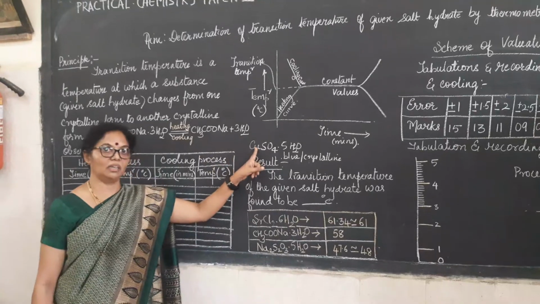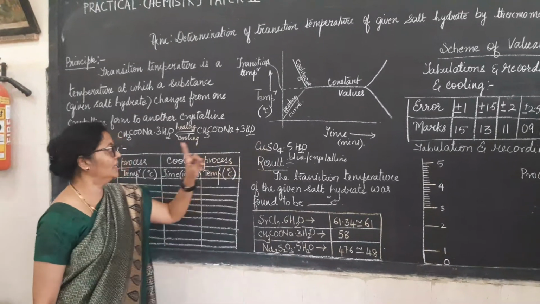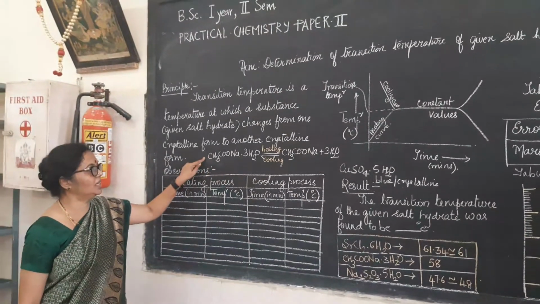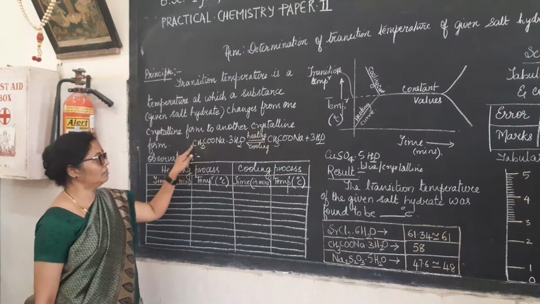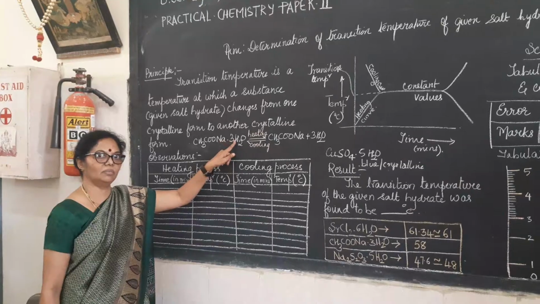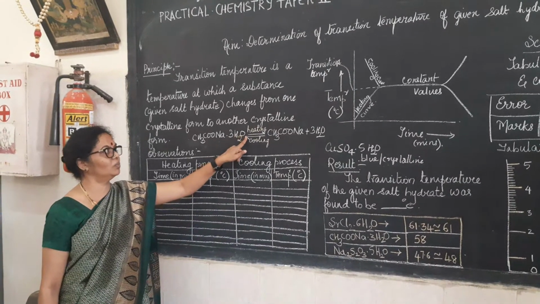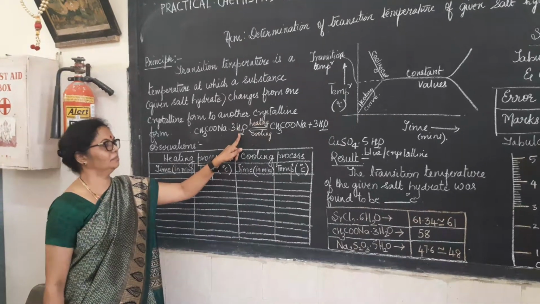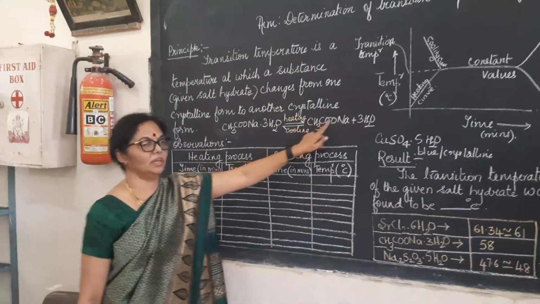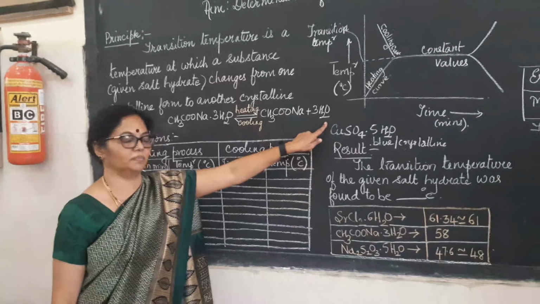Now today we are not taking copper sulfate, but we are going to take up sodium acetate salt hydrate, where sodium acetate is associated with 3 molecules of water. When you heat this salt hydrate, it breaks down into sodium acetate and water.